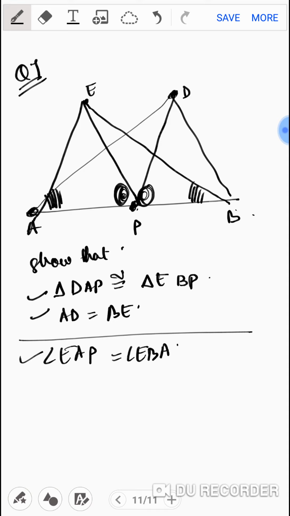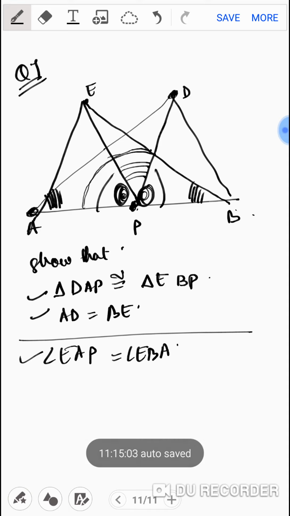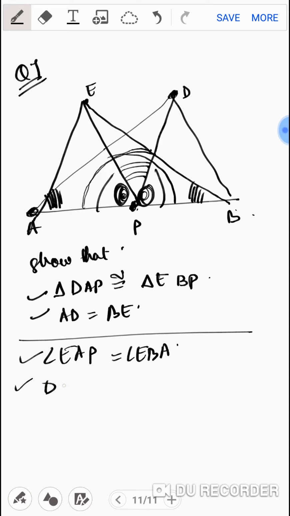Okay. Second, what you have to do, you have to add this common angle, that is EPD, on both the sides of this and this. So you will get angle DPA is equal to angle EPB.